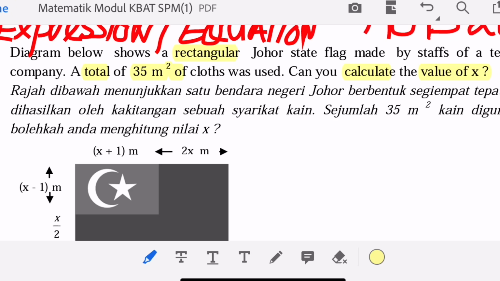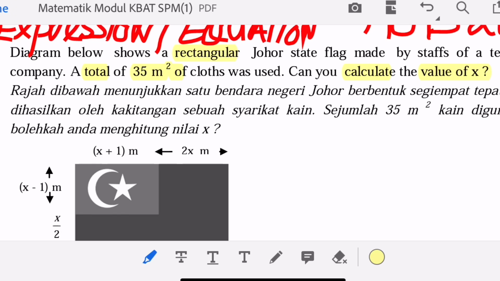Value of x. That means they just want one value of x, right? So later if you get two values of x, you need to choose the right one. Maybe you need to substitute into the length and check. If you substitute the x and get a negative for the length, that means you have to reject the x value. Understand? So when you do HOTS, you must know that you are going to solve a real situation.